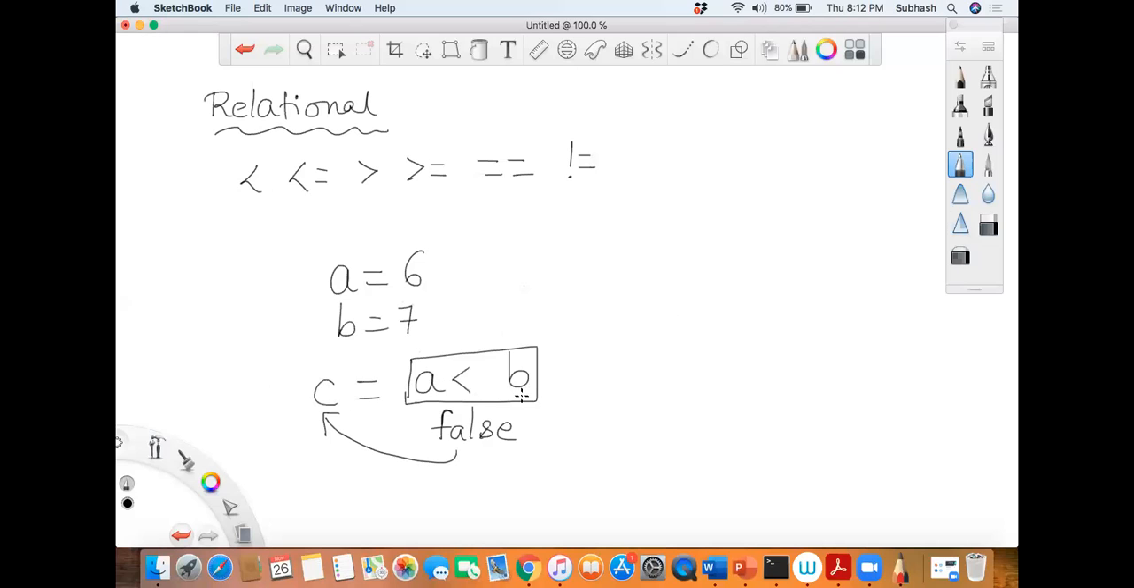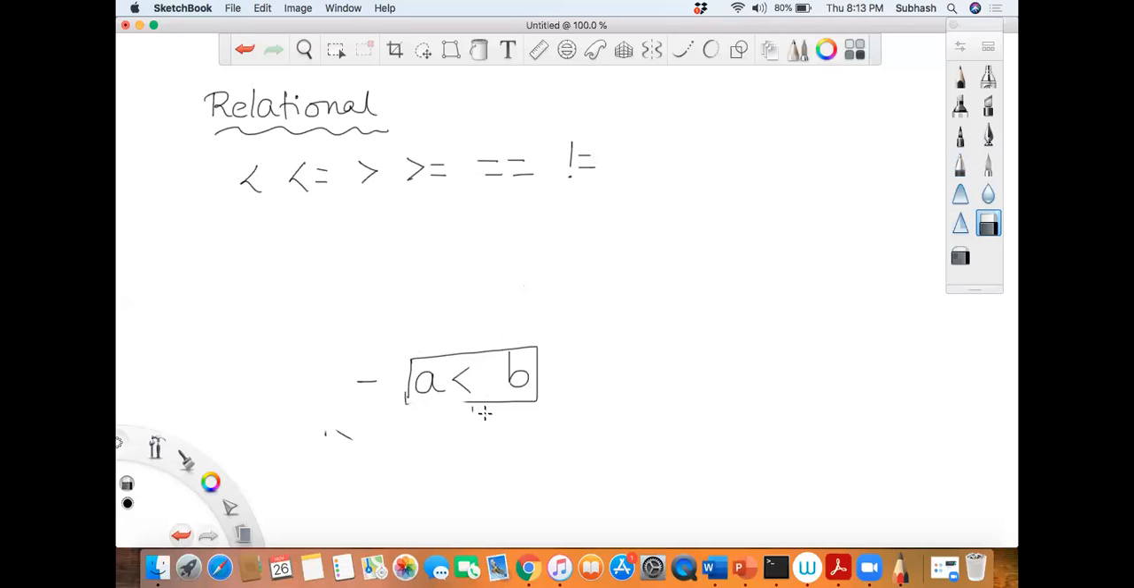If suppose I say A less than B, what will happen? Is the value of A less than B? Okay, it's true, right? In that case, what will be the Boolean value? The Boolean value would be true. Is that okay? Okay, let me give you one more example.